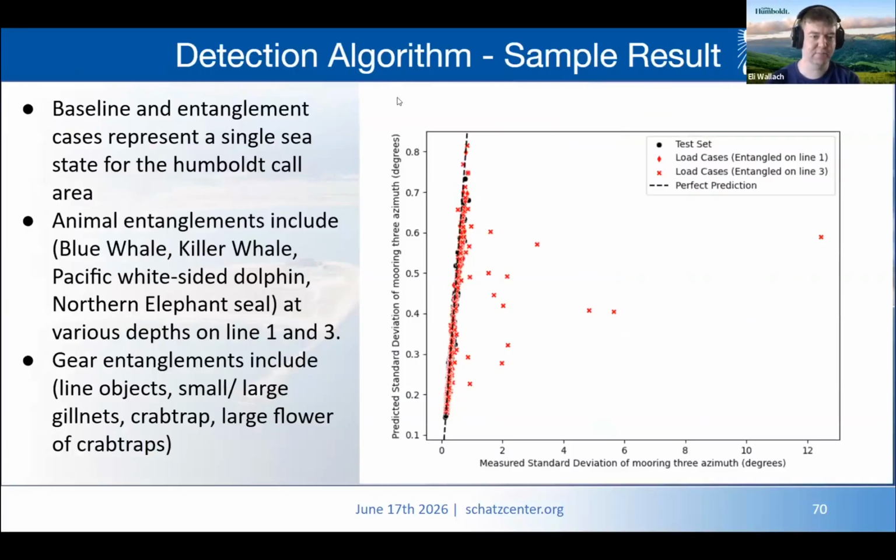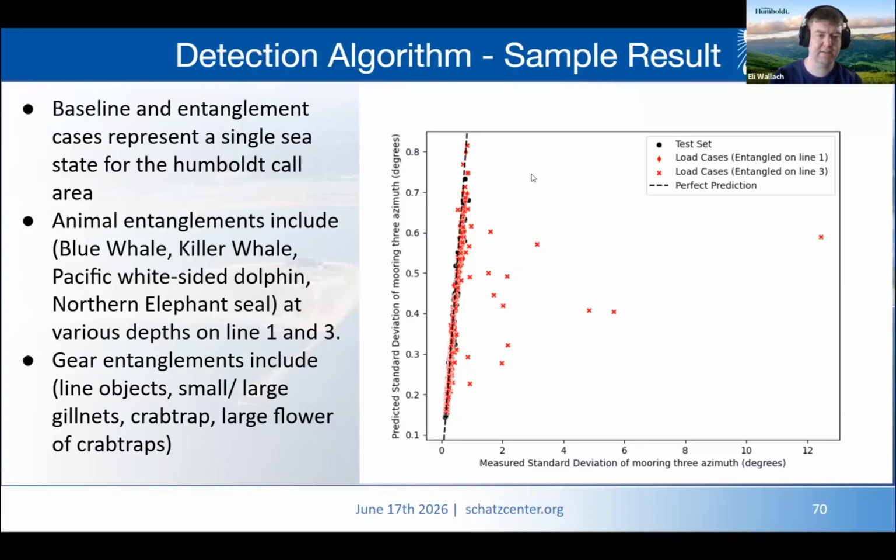Now jumping into some results from this approach. Again, these results are based on data considering only a single sea state, and these include a more limited selection of animal entanglements and behaviors, focusing primarily on behavior B, the burst and cruise behavior, with cases representing blue whale, killer whale, Pacific white-sided dolphin, and northern elephant seal at 3 different depths on lines 1 and 3. Line 1 represents the upwind line, while line 3 represents the downwind line in this sea state. Gear entanglements are also represented on line 3 and include line-type objects, small and large gill nets, crab traps, and large flowers of crab traps.